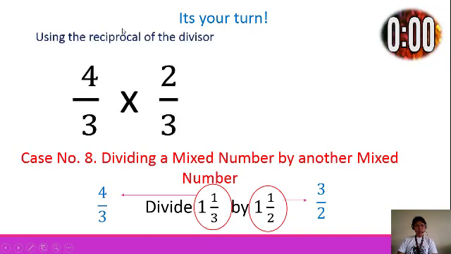So using the reciprocal of the divisor, 4 thirds times 2 thirds. 4 times 2 is 8, and then 3 times 3 is 9. The correct answer is 8 ninths.